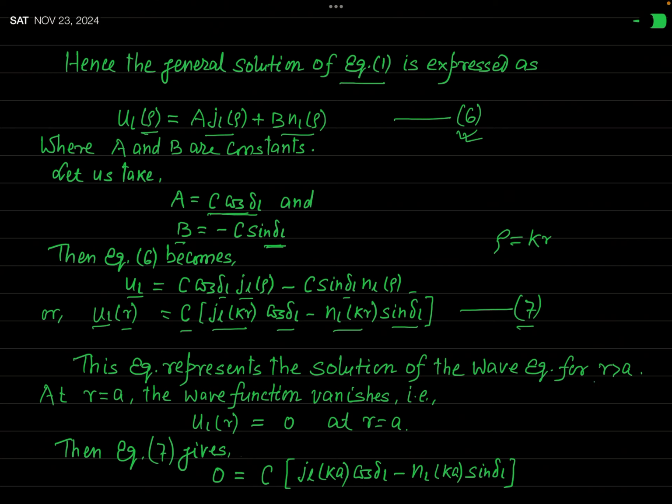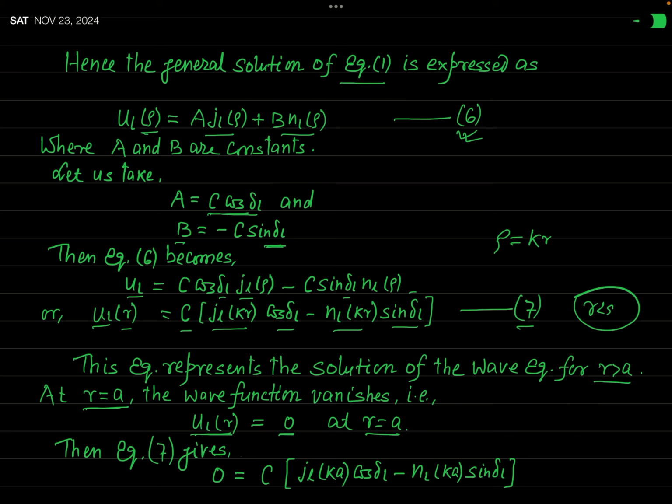In fact, this equation which we have obtained in equation number 7 represents the solution of the wave equation for r greater than a, where the wave function does not vanish. But you know, at the boundary, that is at r equal to a, and for the region r less than a, this wave function just vanishes. It is zero because the potential is infinite. And therefore you can use this boundary condition that this function vanishes at r equal to a. So you can use the boundary condition U_L of r is equal to 0 at r equal to a.